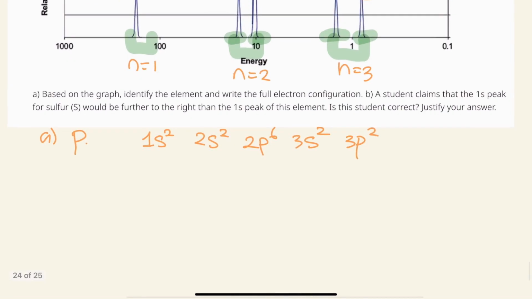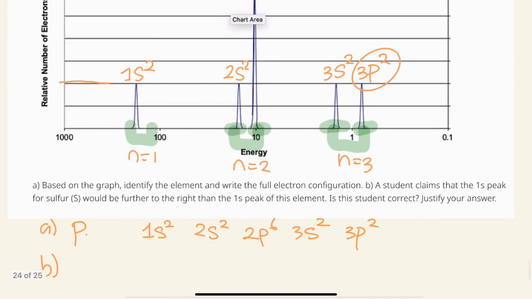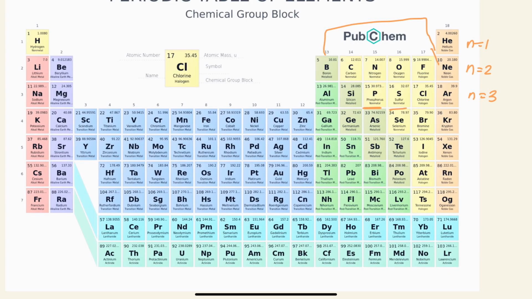Next, for part B, a student claims that the 1s peak, so this peak here, for sulfur, would be further to the right than the 1s peak of phosphorus. Is this correct? Pause the video and try to figure it out on your own. Here's phosphorus and here's sulfur.